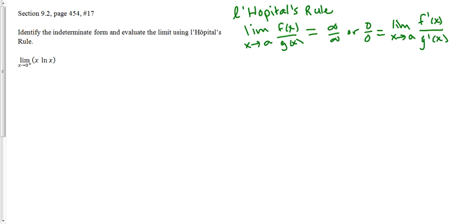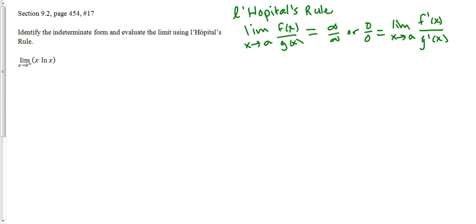All right, let's do section 9.2, page 454, number 17, which reads, identify the indeterminate form and evaluate the limit using L'Hopital's rule. For number 17, we have the limit as x goes to 0 from the positive direction of x times the natural log of x.